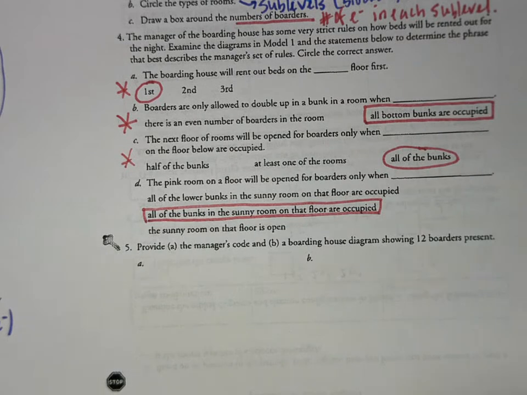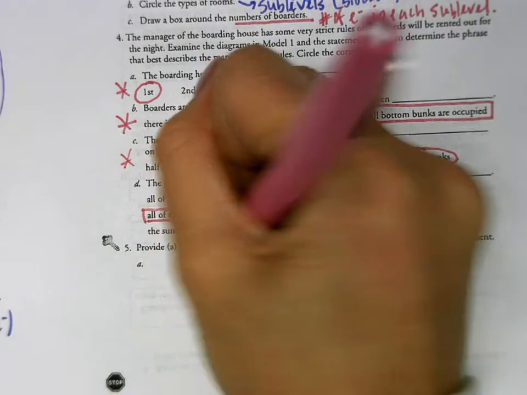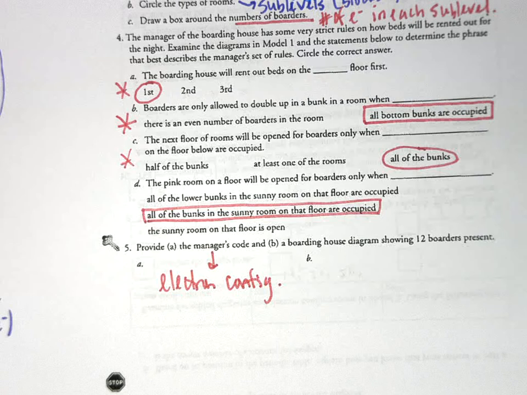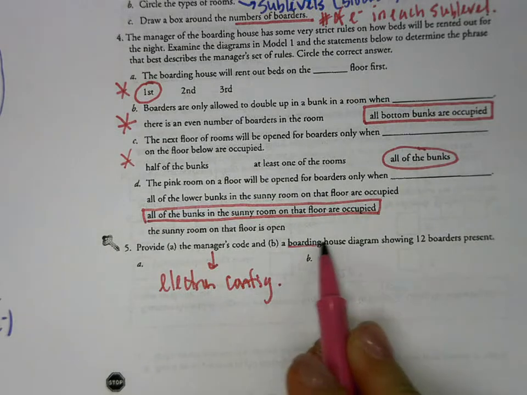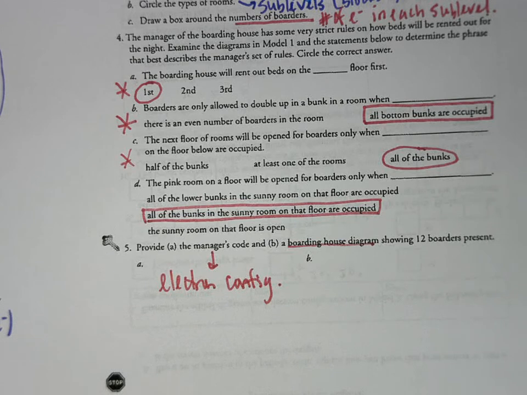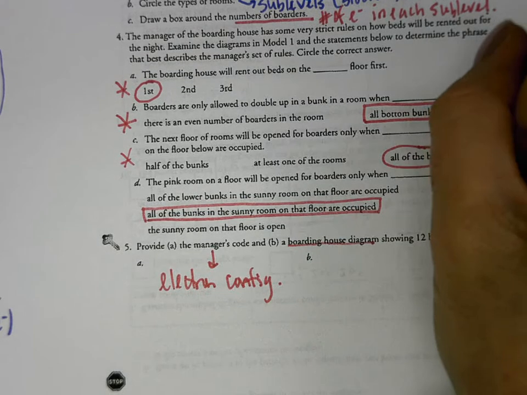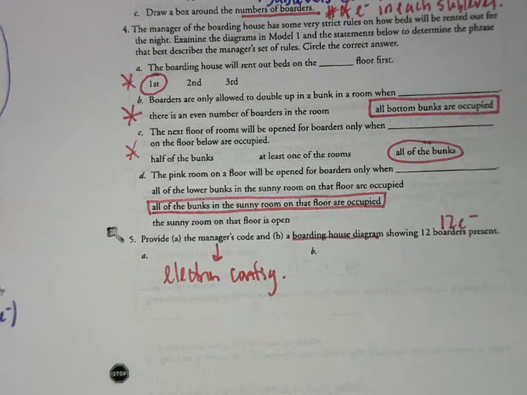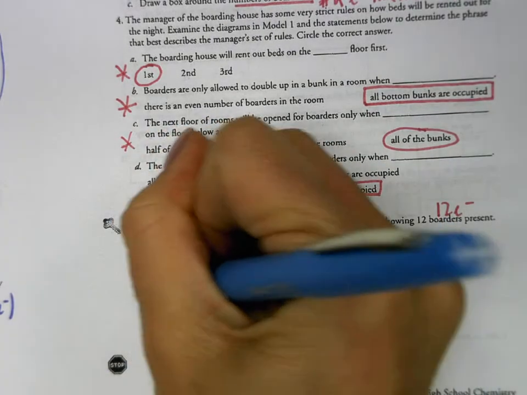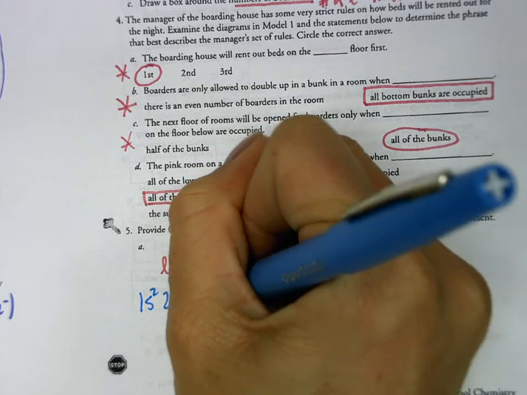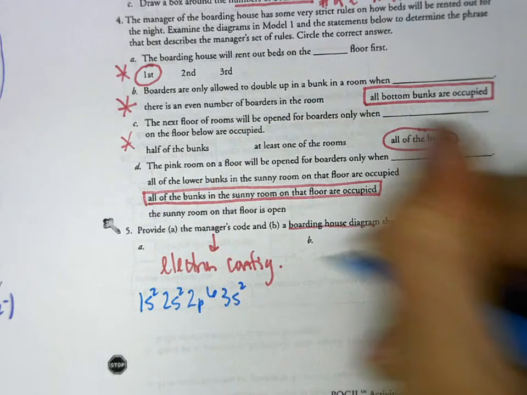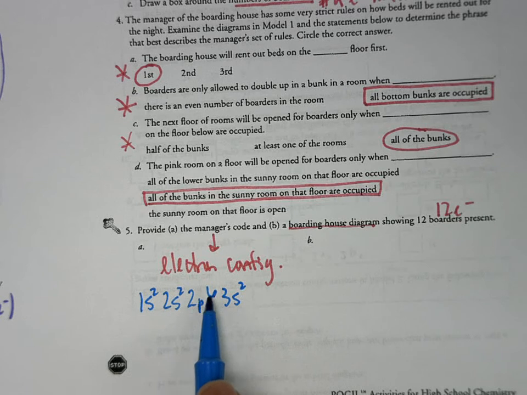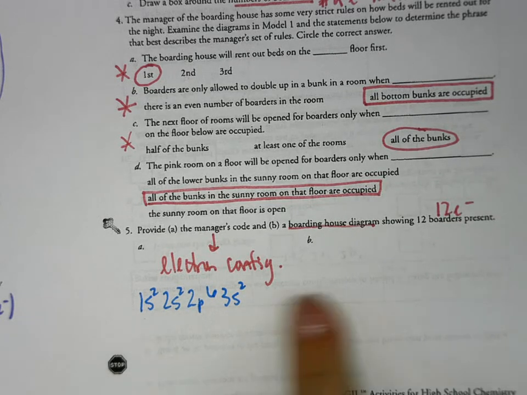All right, 5. Provide the manager's code, aka the electron configuration, and the boarding house diagram. We're going to change this up. I'm going to draw something different for 12 boarders, or, right, 12 electrons. So we should be able to do an electron configuration for 12 electrons. You should have got 1s2, 2s2, 2p6, and 3s2. How can I check my exponents? Do they add up to 12? 2 plus 2 is 4, plus 6 is 10, plus 2 is 12. And we're in the right order.